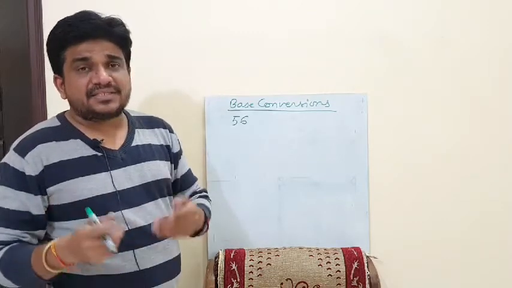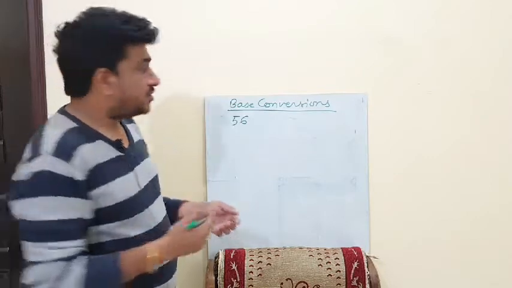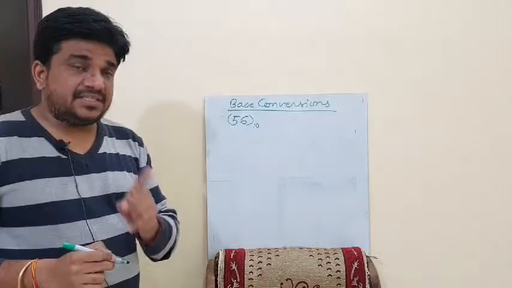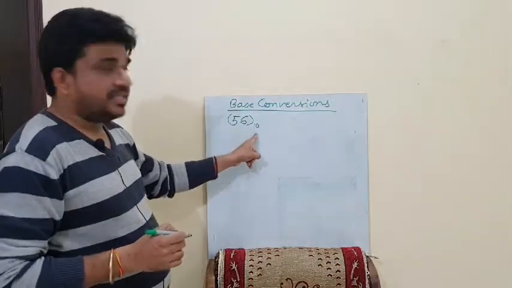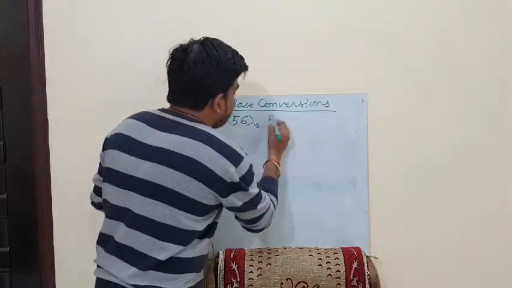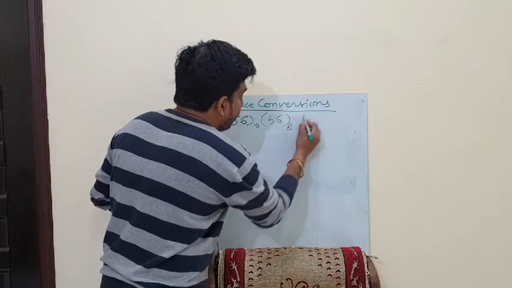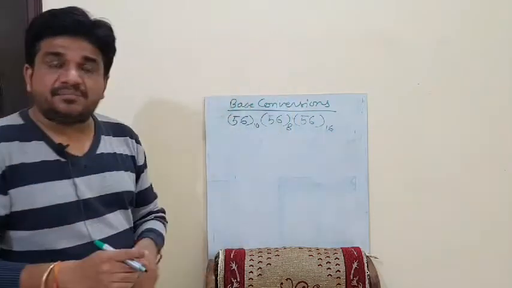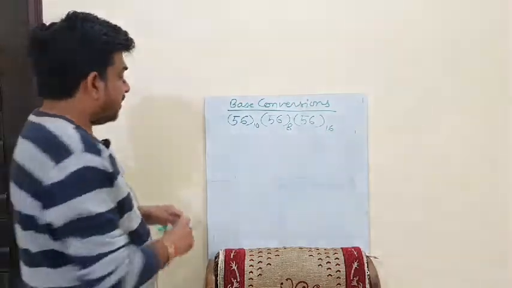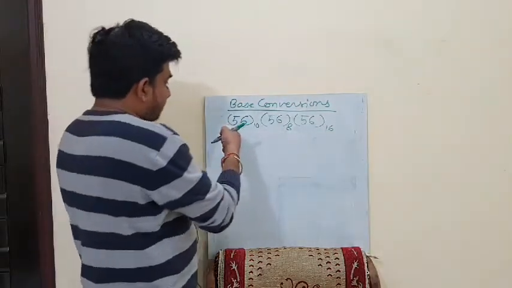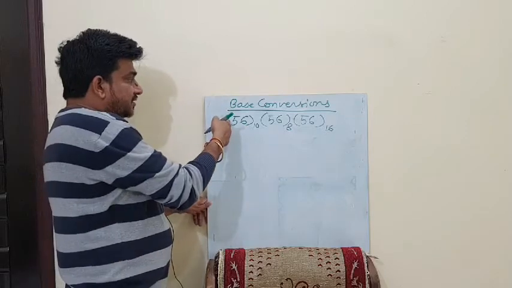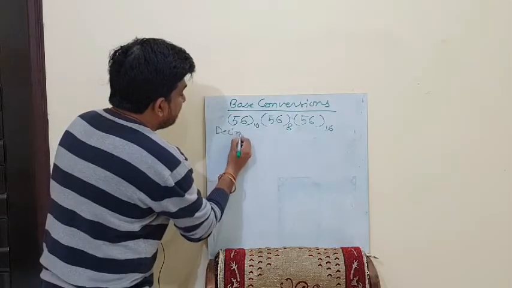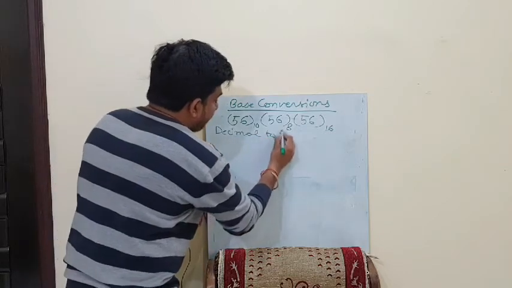So how will you understand in which number system it is written? Specifically, if it is written, then we can say this 56 belongs to the decimal number system, because 56 can belong to octal and 56 can belong to the hexadecimal number system also, right? Now 56, we want to convert this to binary. So this is decimal to binary.